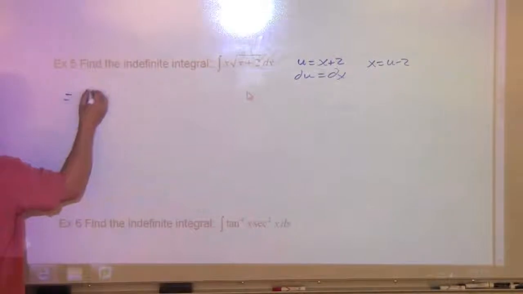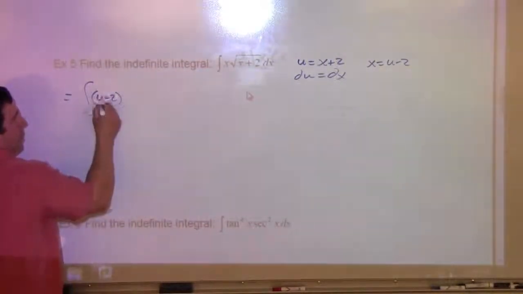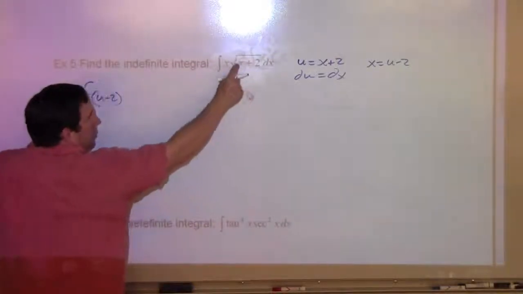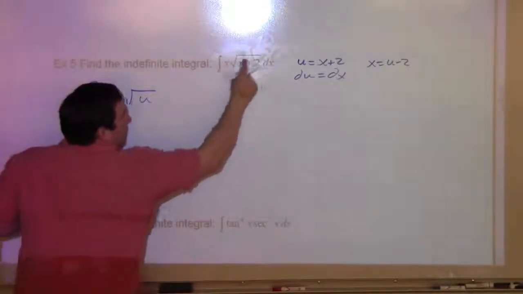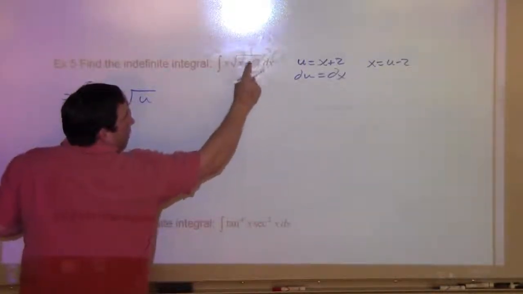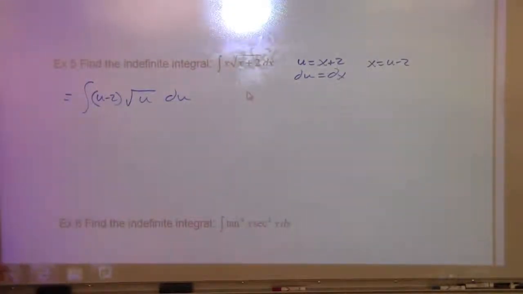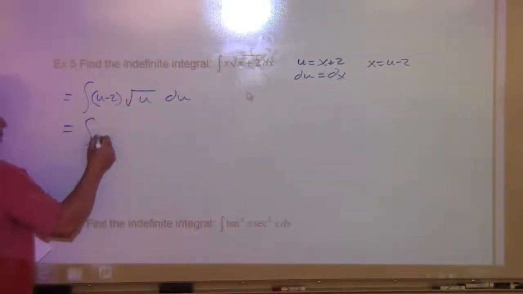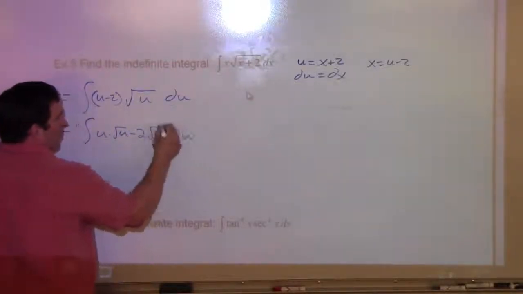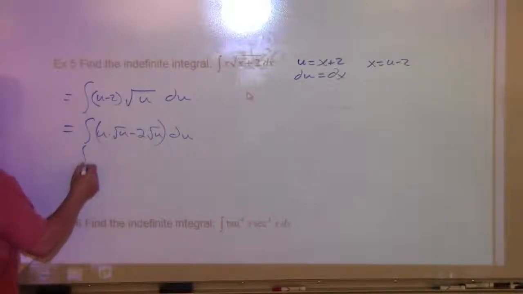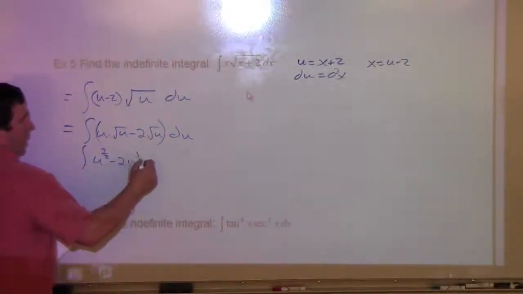So this becomes the integral of, ready? X is u minus 2. Square root of u plus, well, x plus 2 would become u, so we have the square root of u. This part is u, so it's the square root of u du. And that's going to be the integral of u times the square root of u minus 2 times the square root of u du. That's u to the 3/2 minus 2u to the 1/2 du.